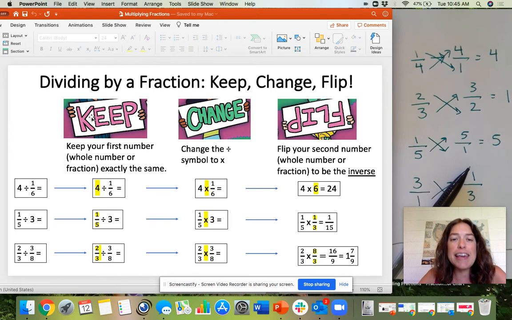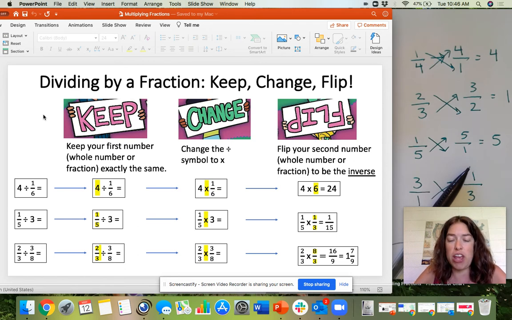When we keep, we're just keeping the first number. Now, this could be a whole number or a fraction. We keep it exactly the same. This is the easiest thing anyone could ever ask you to do because you just don't touch it. Rewrite it exactly the way it is. This is true whether it's a whole number or whether it's a fraction, and we'll take a look at some examples. We keep our first number the same.